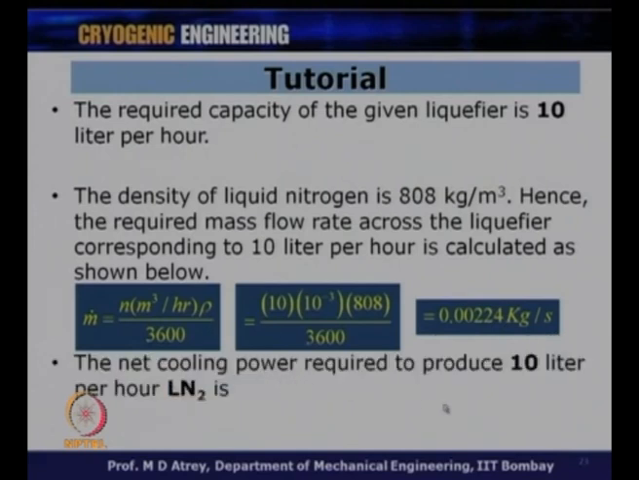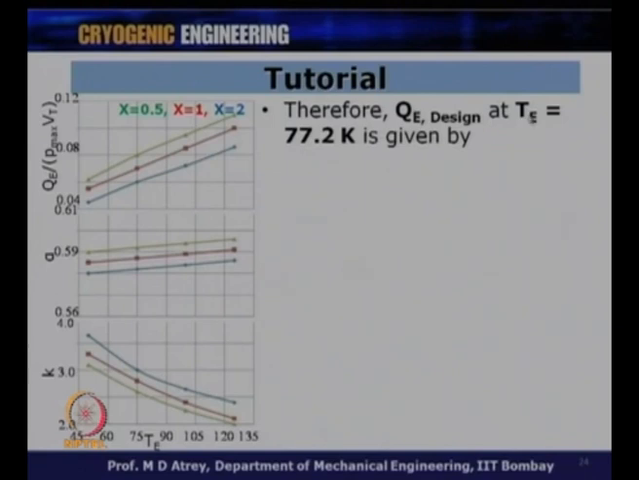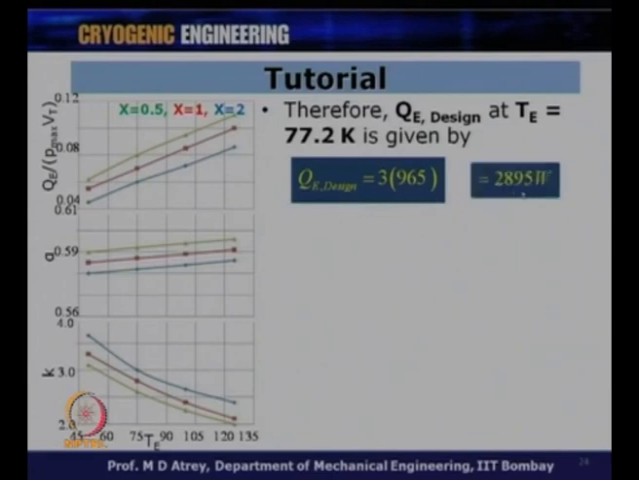So, the net cooling effect required to produce 10 liter of liquid nitrogen per hour, QE required, is going to be delta H we just calculated per kg earlier, multiplied by the flow rate in kg per second, which will amount to 965 watts. So, my QE required to get 10 liters of liquid nitrogen at 1 bar is equal to 965 watts. This is my QE required. Therefore, QE design at 77 Kelvin is going to be 3 times this value. So, QE design is going to be 3 times 965, which is nothing but 2895 watt.